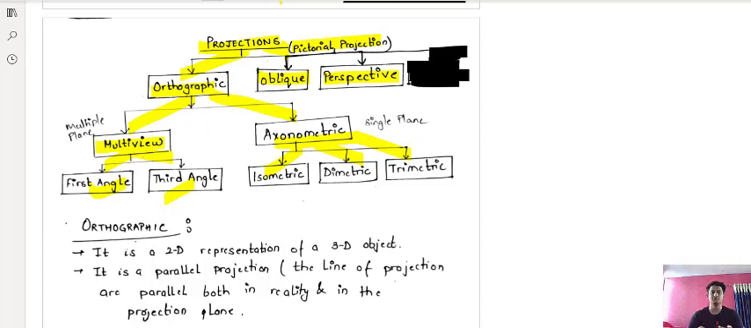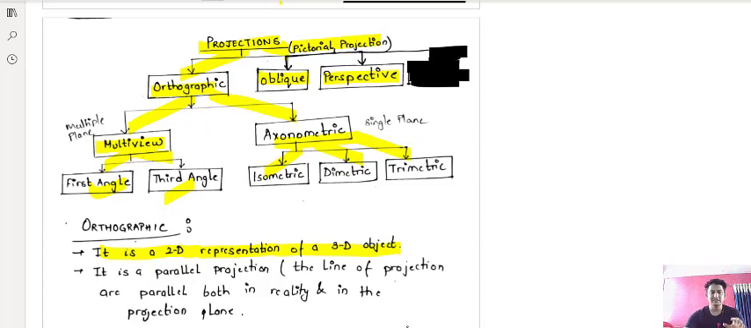So first of all comes the orthographic projection. Orthographic projection is the 2-dimensional representation of a 3-dimensional object. Simple, that it is a 2-dimensional representation of any 3-dimensional object.